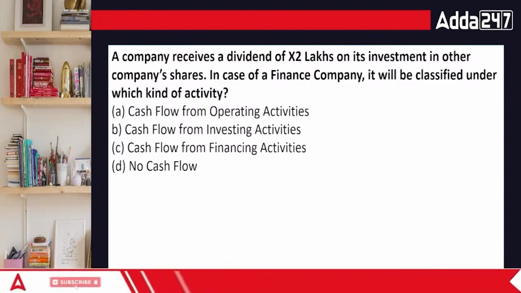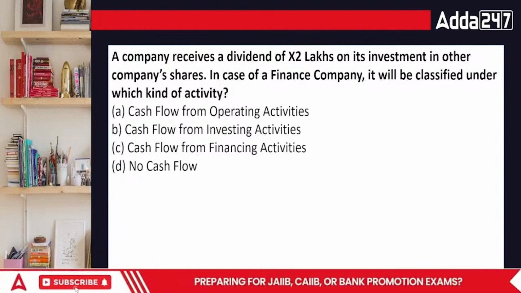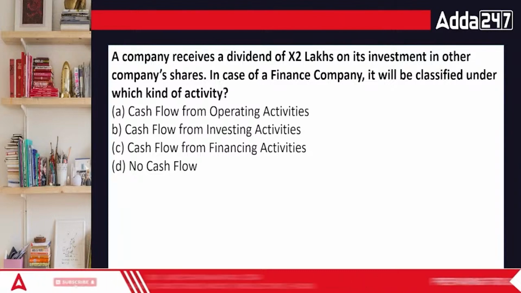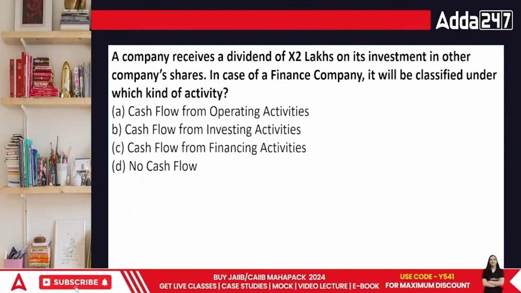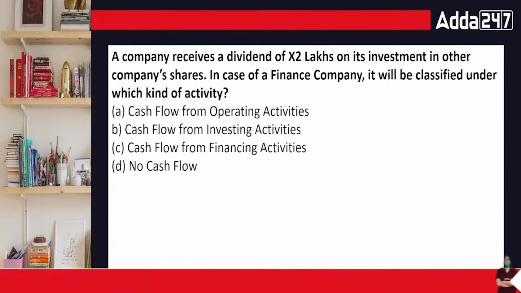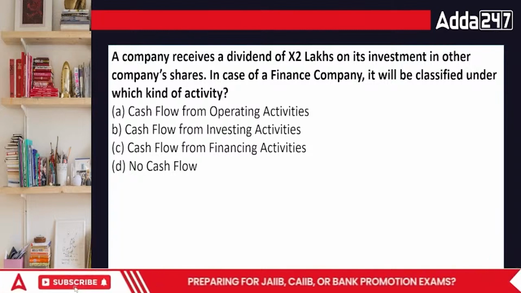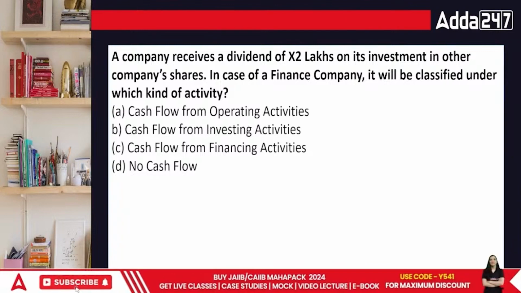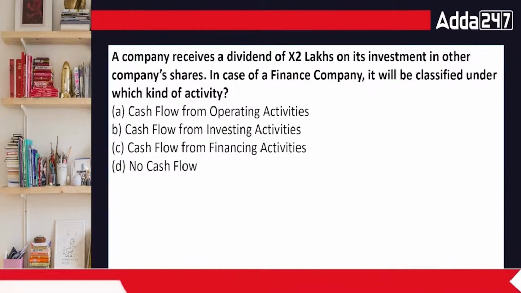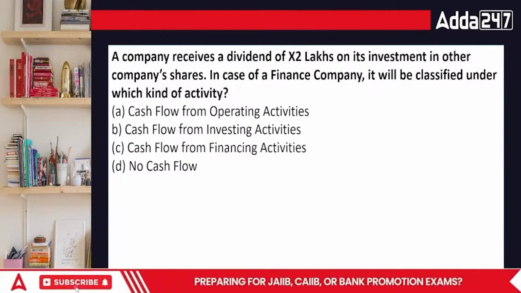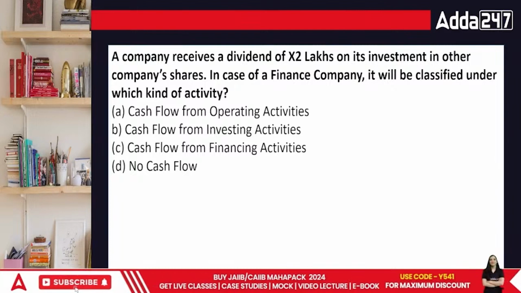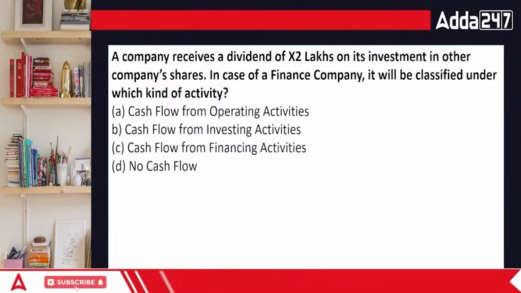A company receives a dividend of ₹2 lakhs on its investments in other companies. In case of finance companies, it will be classified under which kind of activity? See, company receives a dividend. Maybe companies invested this money somewhere. You know, only then they will receive dividends. Cash flow from operating activities, cash flow from investing activities, cash flow from financing. There are three overall areas.